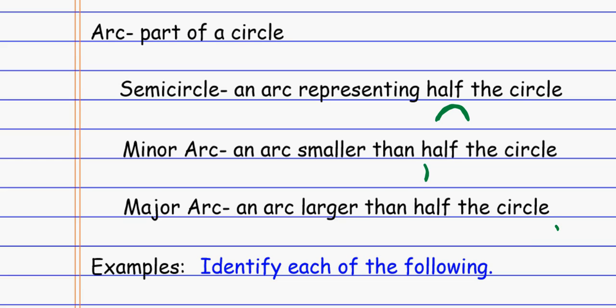Sorry, I didn't draw that very well. Almost like a C, okay? So it's not quite a whole circle, but it's more than half a circle. That's a major arc. And again, an arc is just part of that curve of the circle. A semicircle is half, a minor arc is less than half, and a major arc is bigger than half.